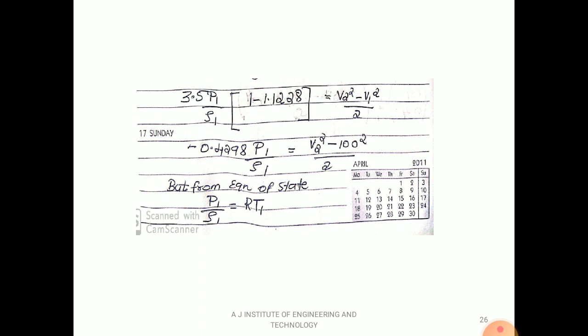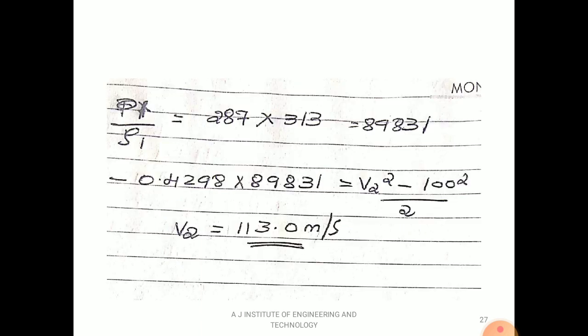But from the equation of state, you can use it for any point, even though a given process is adiabatic, isothermal or polytropic. From the equation of state, P1 by rho 1 equals RT1. R value is given as 287 and T1 is 313, the temperature in Kelvin, which gives 89831. Just multiply 287 into 313.